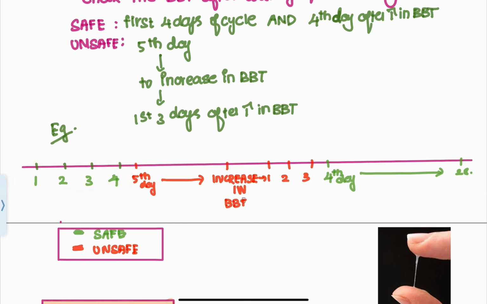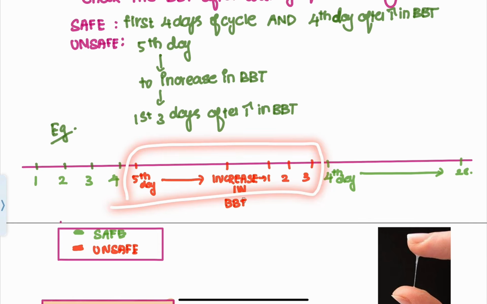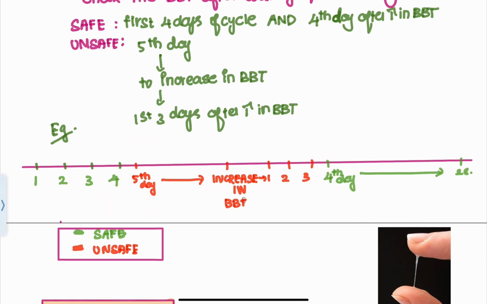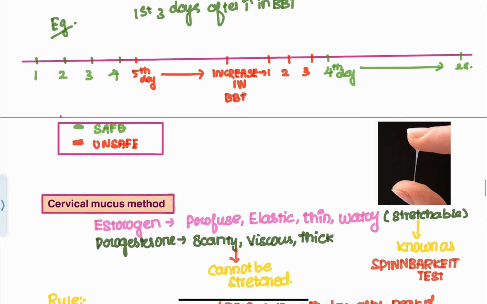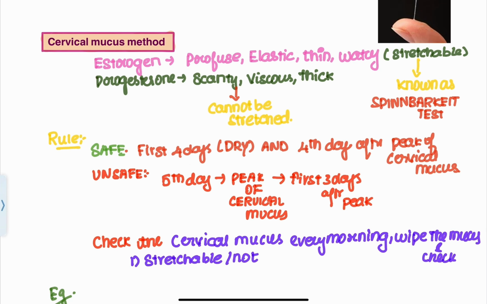Is that clear? So day 4 is equal to safe. The 1st to 4th day is safe, and from the 4th day after the increase in basal body temperature till the end of the cycle is safe. And apart from that, the in-between period is the unsafe period. Clear? So this is all about the basal body temperature. If someone asks you about basal body temperature, one thing which has to come to your mind is that progesterone increases temperature by 0.5 degrees Celsius. Clear? So now we are moving on to the cervical mucus method.